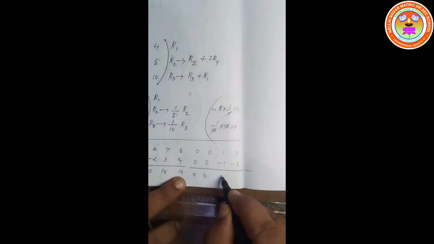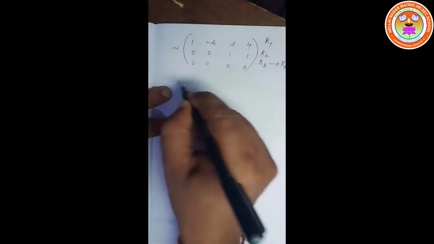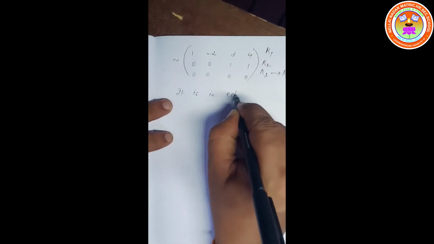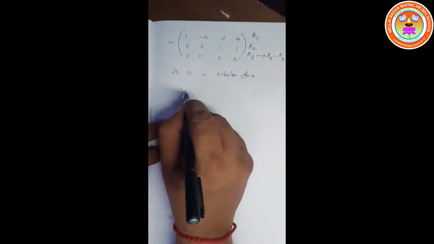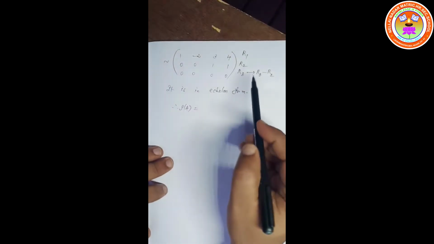0, 0, 1 minus 1, 0, 1 minus 1, 0. So all zeros. It is in echelon form. Now we can write the rank. Therefore, rank of A equals, we can count the number of non-zero rows.